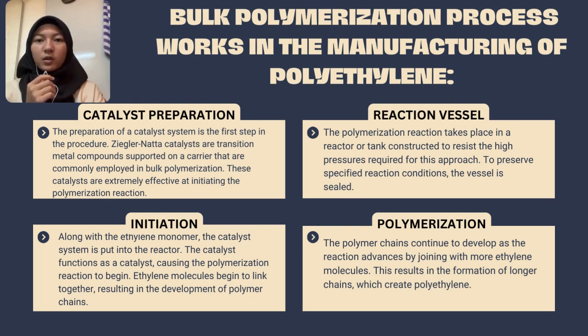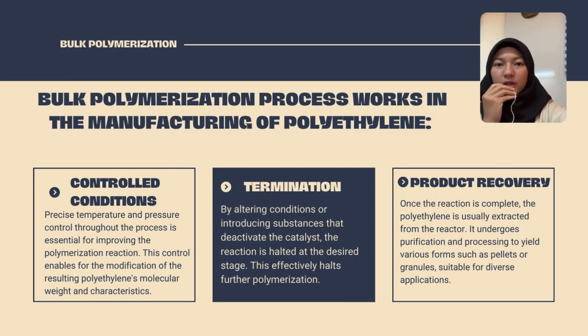Ethylene molecules begin to link together, resulting in the development of polymer chains. Polymerization. The polymer chains continue to develop as the reaction advances by joining with more ethylene molecules. This results in the formation of longer chains, which create polyethylene. Control conditions. Precise temperature and pressure control throughout the process is essential for improving the polymerization reaction. This control enables the modification of the resulting polyethylene's molecular weight and characteristics.